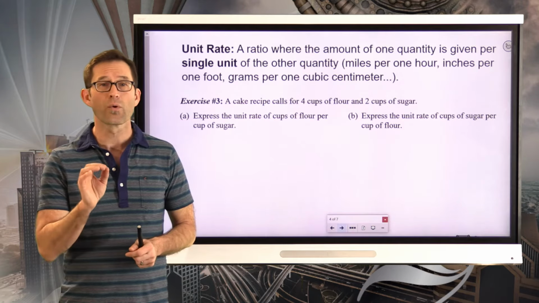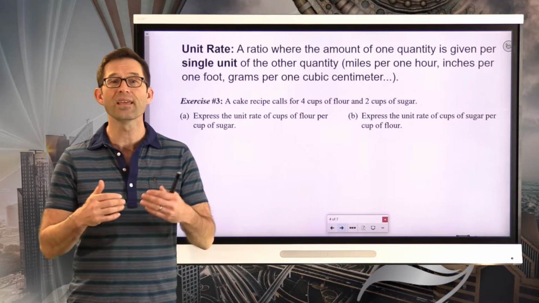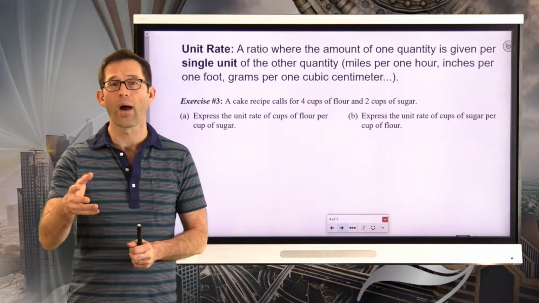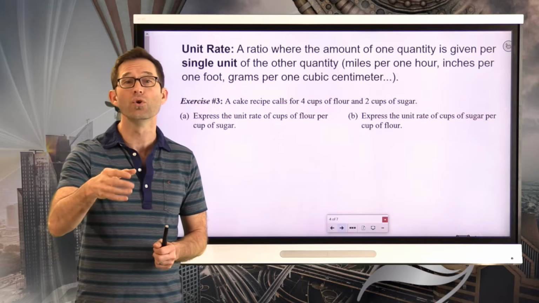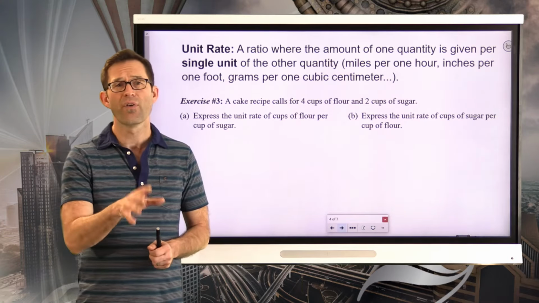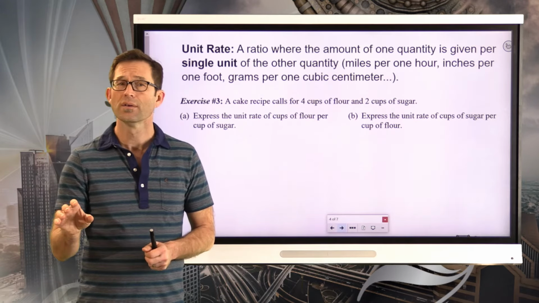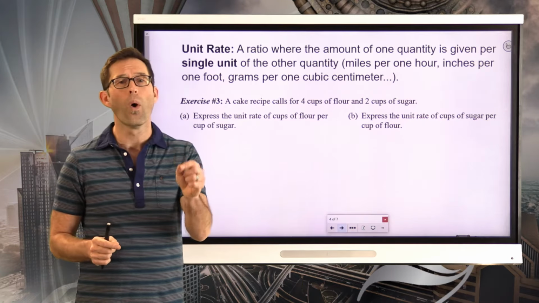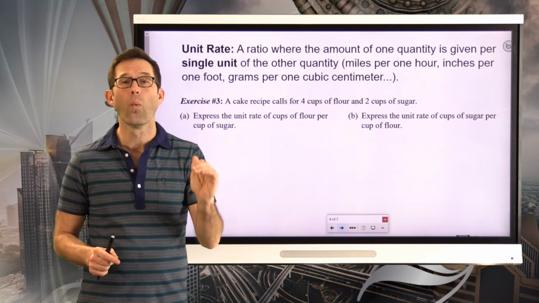A unit rate is simply a ratio where the amount of one quantity is given per a single unit of the other quantity. So miles per 1 hour, or inches per 1 foot, or grams per 1 cubic centimeter. So like in the last exercise, we had 5 cats to 2 dogs. So that's not a unit rate because neither one of those is in terms of 1 unit. So the whole point of a unit rate is the per 1 unit.